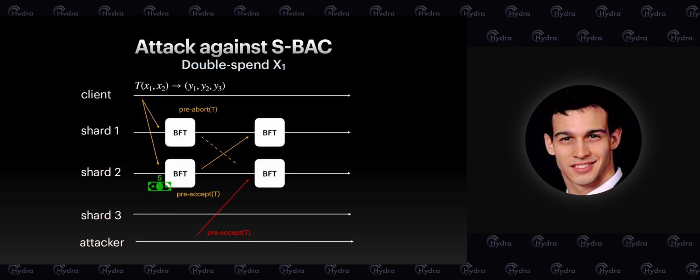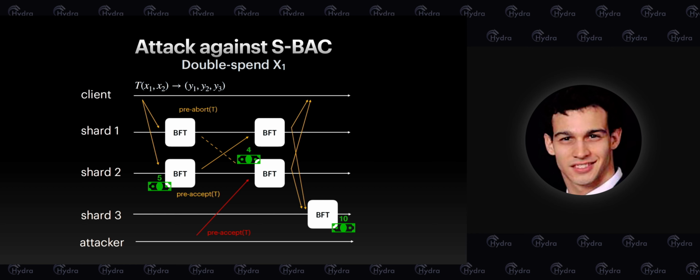However, the attacker now races shard 1 by emitting his pre-recorded message from the previous step, pre-accept T, and sends it to shard 2. So shard 2 does not wait, it receives a pre-accept. It thinks that it comes from shard 1, and that shard 1 said pre-accept as well. However, it was the attacker who said that. And then shard 2 will create the output objects, Y2, and emits accepts to the client and accepts to shard 3.